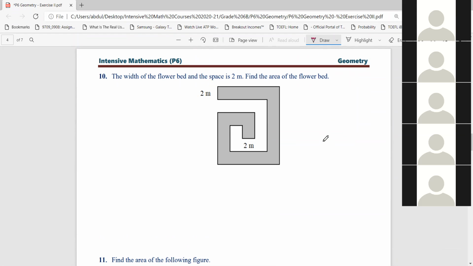The width of the flower bed and the space is 2 meters. Find the area of the flower bed. Flower bed means flower garden, right? Maybe in this shape, you just plant some flowers in your house. And what is the area occupied by this flower bed?